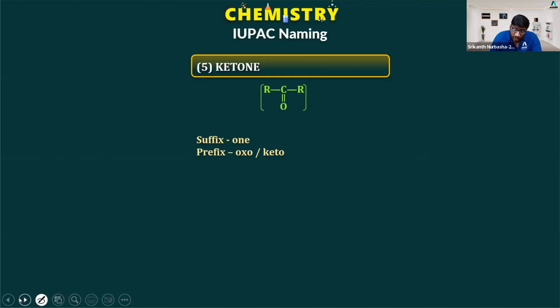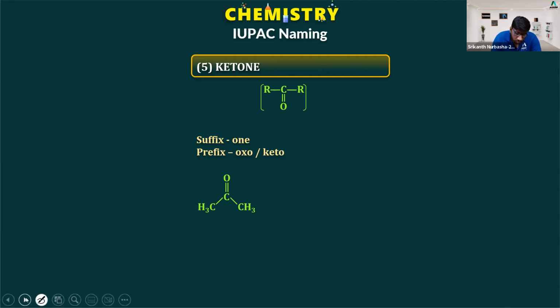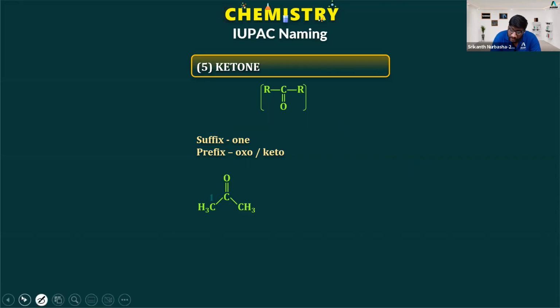Try to name this compound. Ketone, suffix one, prefix oxo or keto. CH3, C double bond O, CH3. What is the name of this compound? Propanone. Do I need to write 2-one? No, sir. Because if the C double bond O is on the first or third carbon, then obviously it is going to be an aldehyde. It is not going to be a ketone. So propanone is sufficient. Propanone, common name is acetone.